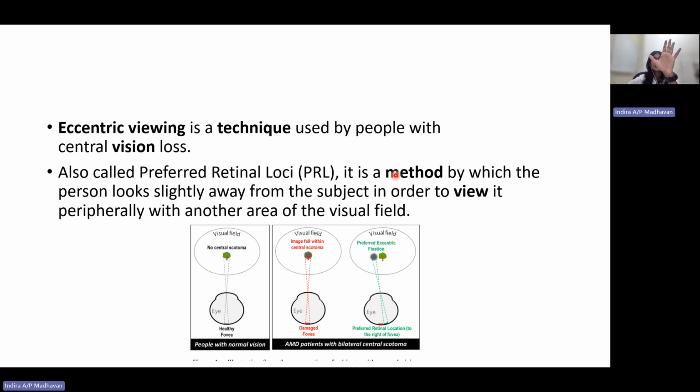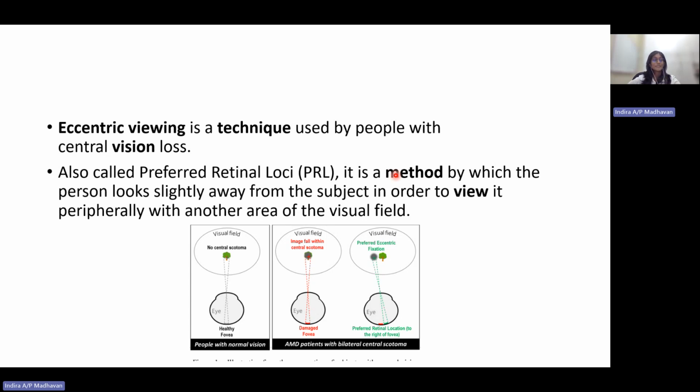So they will be checking themselves. Okay, let's say move to the right, move to the left, will that actually give me a better vision or not? So when they know that when they turn the eye slightly to the left, they can see more information, they will tend to use that eccentric viewing. Okay, so that is the idea. So usually they will have a habitual eccentric viewing already.